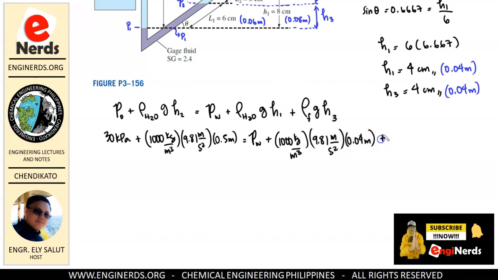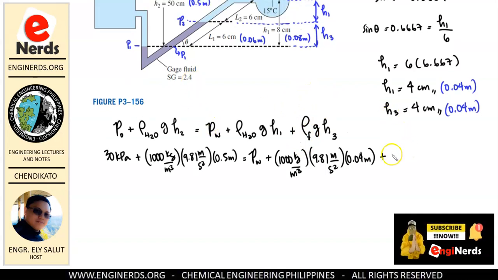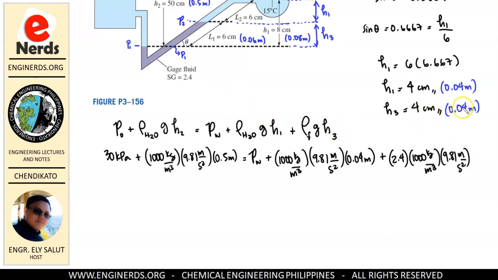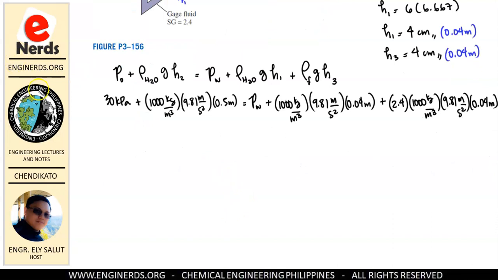Plus the density of our fluid. So we have the specific gravity, which is 2.4. So 2.4 times the density of water, kilogram per cubic meter, times 9.81, which is the G, meter per second squared, times our H3. Our H3 is 0.04 meter. Alright, so we can now calculate for our values para mas madali, no?